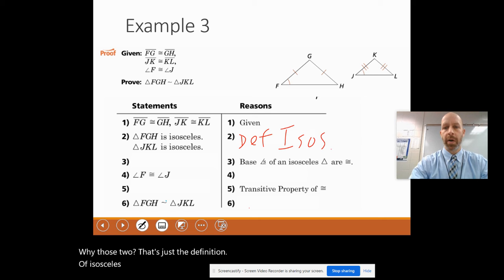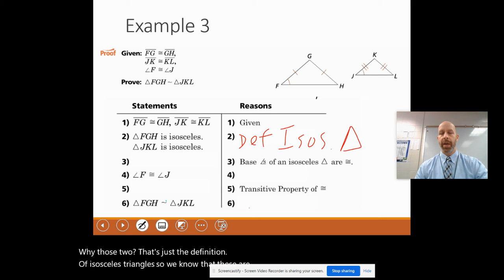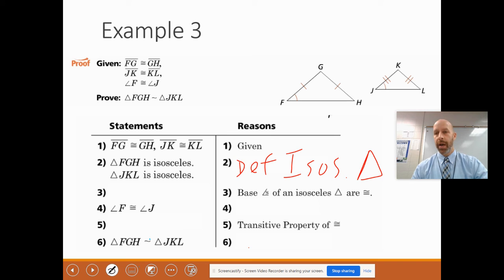So we know that these are isosceles triangles because the definition of an isosceles triangle is that the two sides have to be congruent, and we have two sides that are congruent, so that's great. Now, statement 3, the reason is that the angles of the isosceles triangle are congruent.